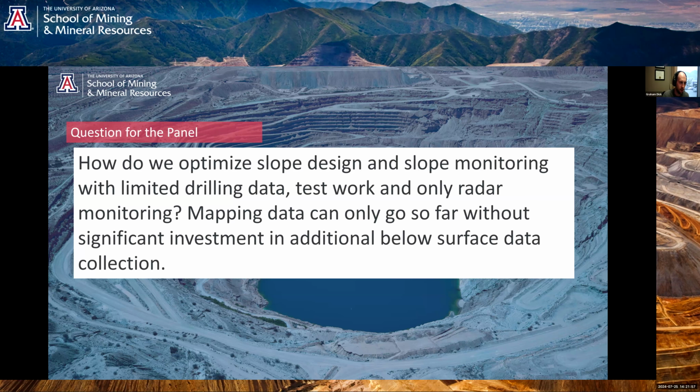I guess, yeah, mapping data, like a lot of mines, I think I would say most have drone photogrammetry for their DTMs and stuff. In addition to mapping, you can definitely do change detection with this data. It's essentially a point cloud. I guess the drawback is sometimes the limit of detection or how much movement you can actually collect with this data. That'd be my first thing that jumps to mind in terms of mapping data can only go so far.